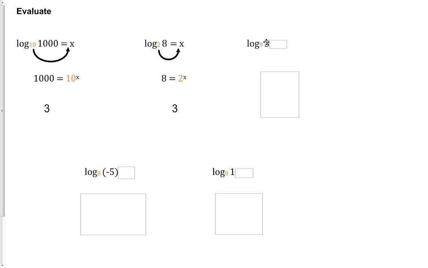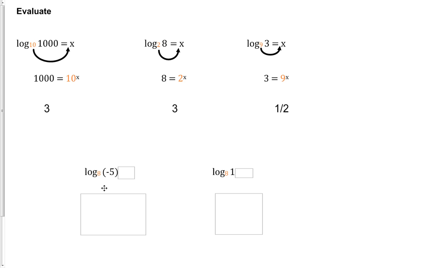Next one, log base 9 of 3. Set it equal to x, and I move my base to the other side. So we're going to be left with 3 equals 9 to the x. 9 to what power equals 3? Well, it's going to have to be some fractional power. I know the square root of 9 is 3, and the square root is actually the same as the 1/2 power. So the answer is going to be 1/2. 9 raised to the 1/2 power is 3.